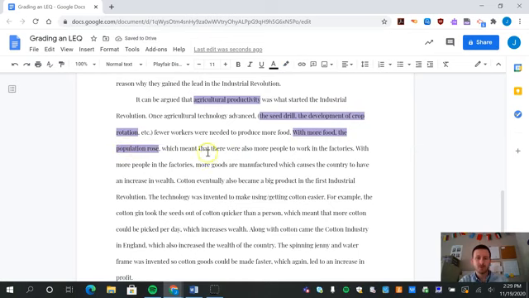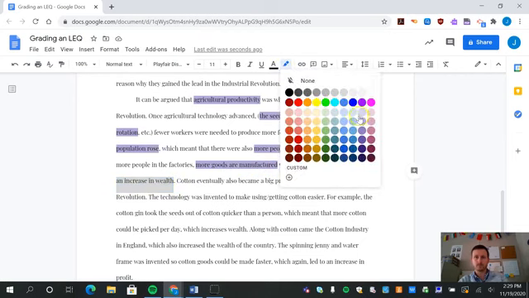Because of the population rising, that means that there's more people to work in the factories, because as people lose their jobs in the rural areas, they're forced to migrate, which is called urbanization. They move to these city centers and they find jobs in factories. With more people in the factories, more goods are manufactured. All right, again, we're linking sentences upon sentences. When more manufactured goods, this causes the country to increase in wealth.